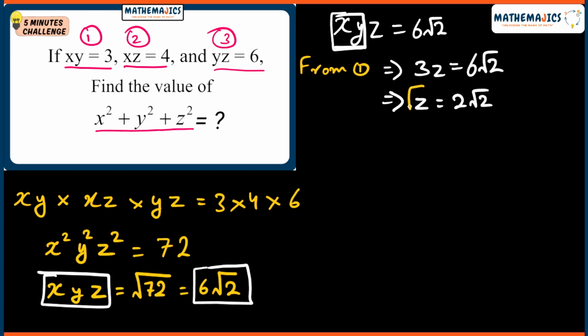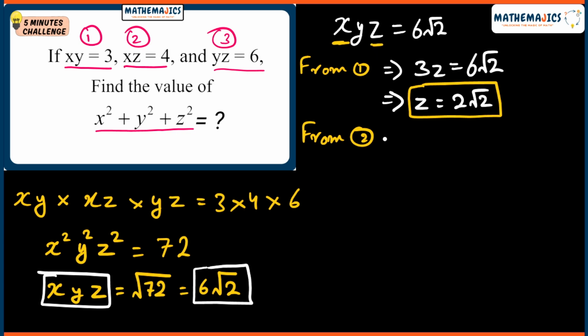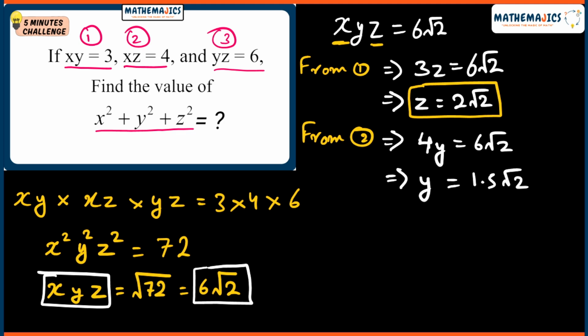Correct? Like this, we can find the value of the other variables. Let's see how. Now we will use equation 2. From 2, we have the value of xz. The value of xz is 4. So we can substitute xz as 4. We are left with 4y is equal to 6 root 2. Correct? From this, we will get y is equal to 1.5 root 2.